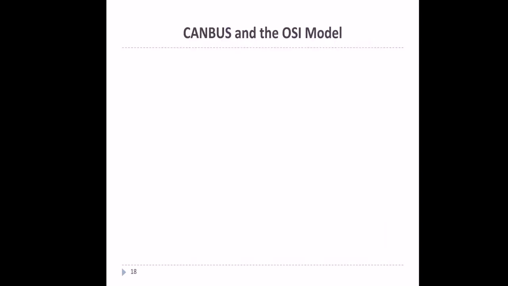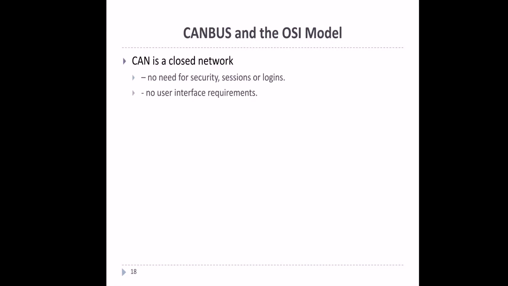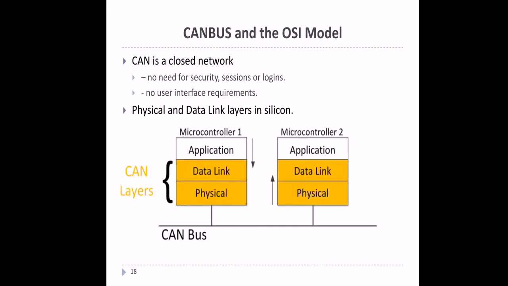Okay, we'll get into the OSI model, how the CAN fits in and where it is. The CAN is a closed network, yes, of course. No need for security sessions or logins. So there are no logins. If you want to use the CAN protocol, you don't have any logins or any authentication. Then there is no user interface requirement. So there is no user interface also.